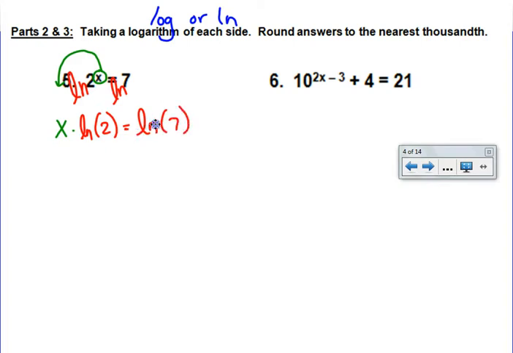Now the natural log of 2 and the natural log of 7 are just some gross decimal on your calculator. So if I wanted to solve for x times a number, I would just divide by whatever that number was. So if I divide both sides by the natural log of 2, and I type this in my calculator with parentheses exactly as shown, I'm going to type this on my personal calculator, you get 2.807.